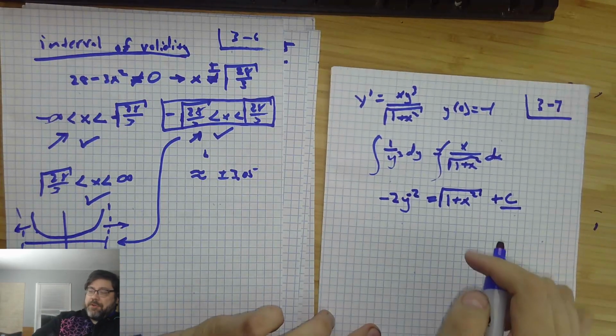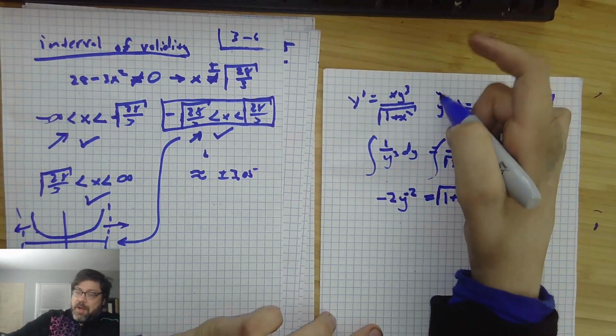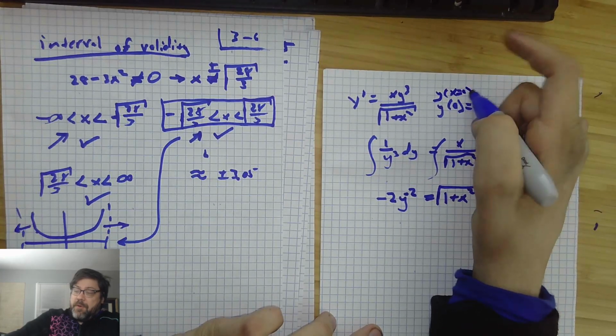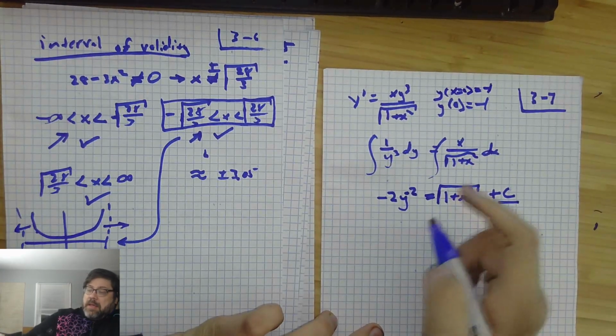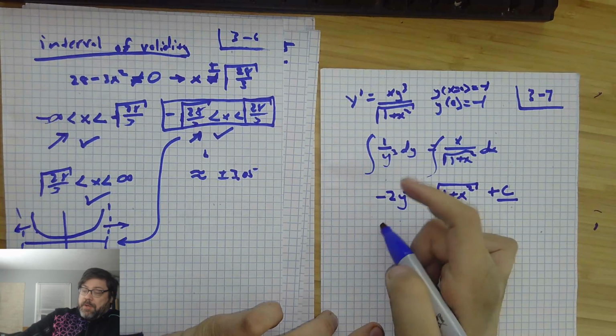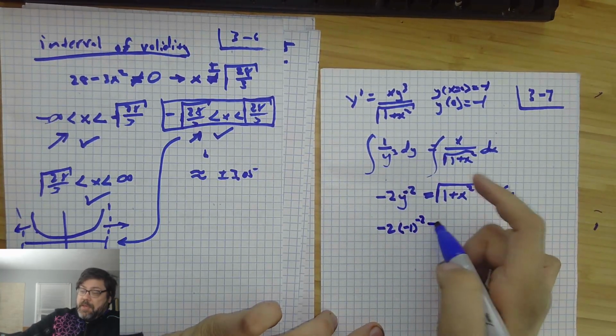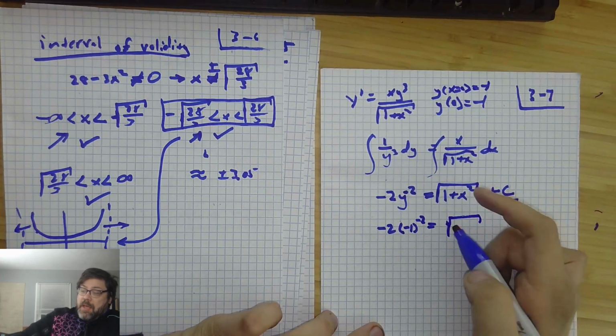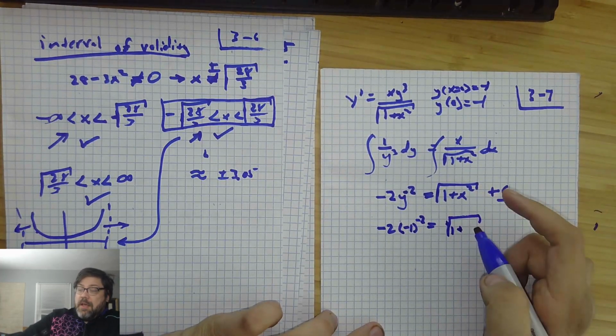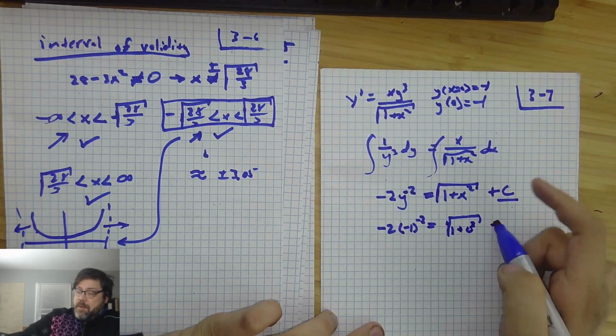Now we apply our initial conditions, right? Remember, this is y of x equals 0 equals minus 1. So y equals minus 1, so minus 2 to the minus 1 to the minus 2 equals the square root of 1 plus 0 squared plus c.